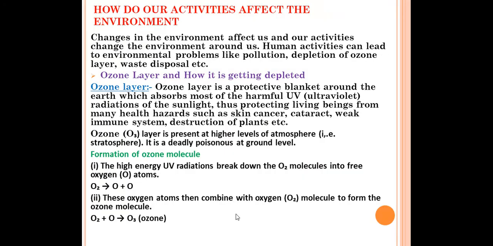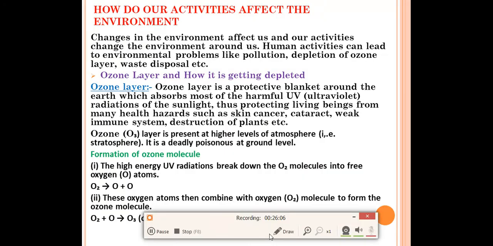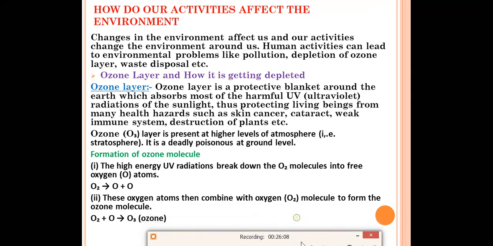Now, the last topic of this chapter: how do our activities affect the environment? That means how human activities are affecting the environment. As you all know, population is increasing. As the population is increasing, our needs are also increasing, right? Because of that, we are polluting our environment. Because of us, so many environmental problems are there around us, right?